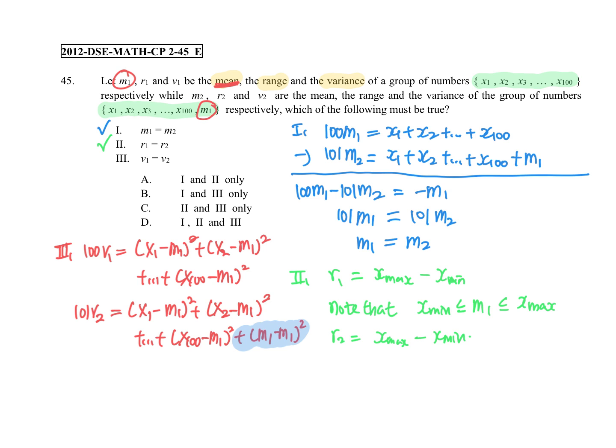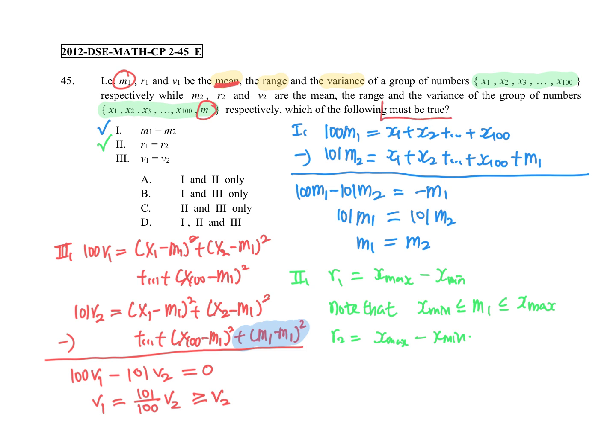If we do the equation subtraction, 100 V1 minus 101 V2 equals 0. Making V1 the subject, V1 equals 101 over 100 V2. This is bigger than or equal to V2 because 101 over 100 is bigger than 1, but V2 can be 0 when all the data are the same. So V1 equals V2 may not be true, because V1 can be bigger than V2. That's why statement 3 may not be true.